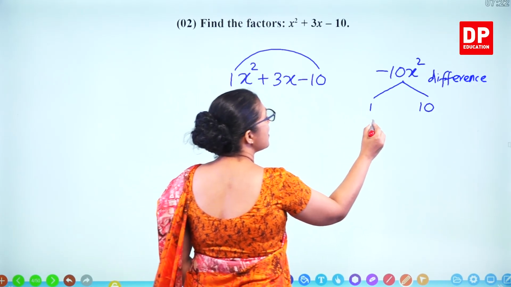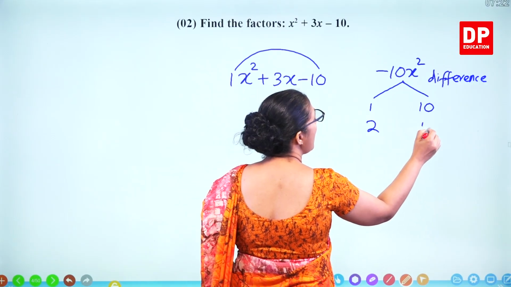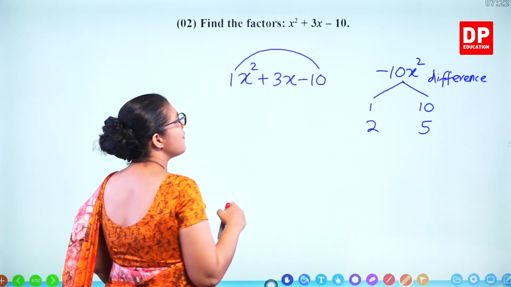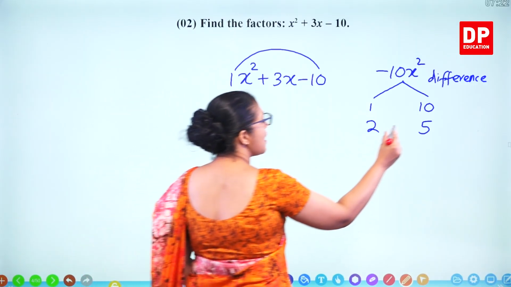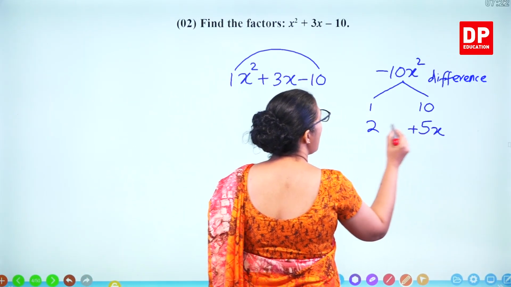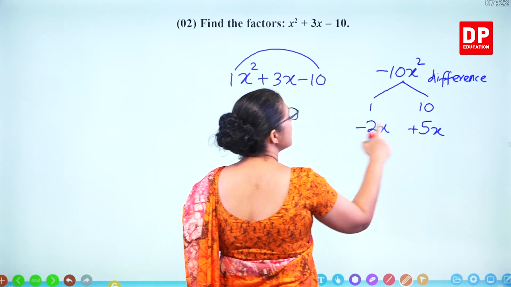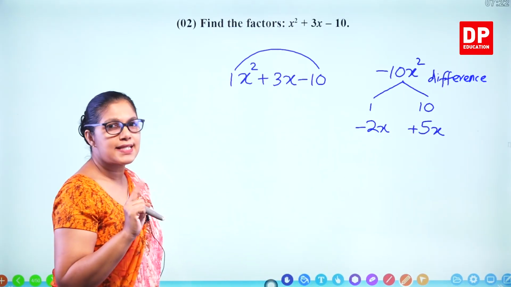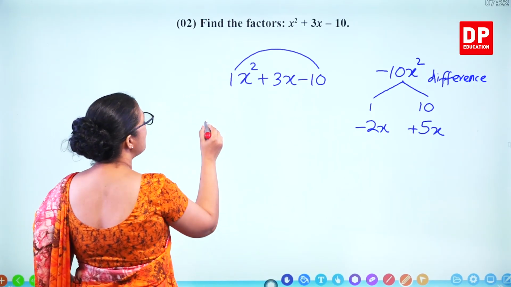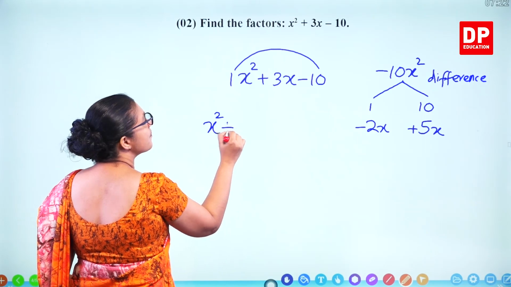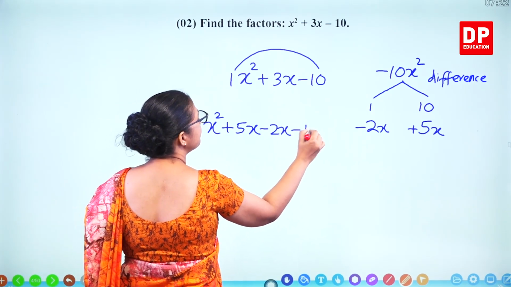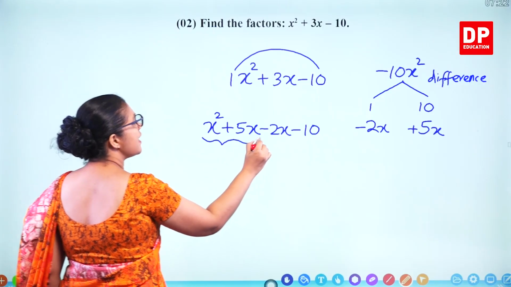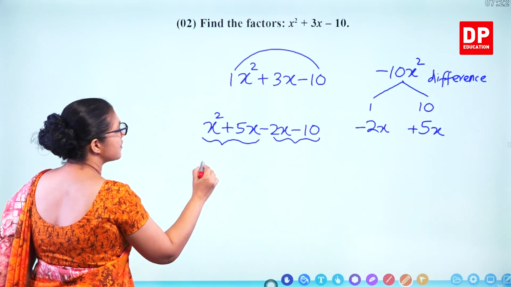So then what are the other factors? 2 with 5. Now we can say 5 and 2, the difference is 3. Plus 3 is there, so that means plus 5x and minus 2x. So the difference is plus 3x. So you can split the middle term to 5x and minus 2x. And then you can take 2 at a time and factorize.